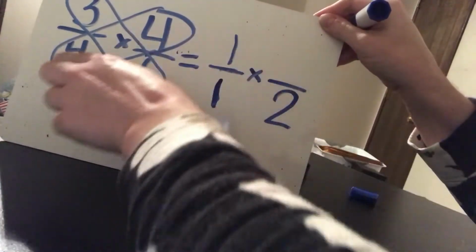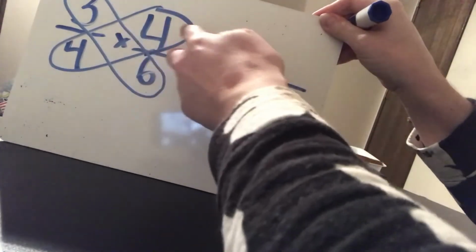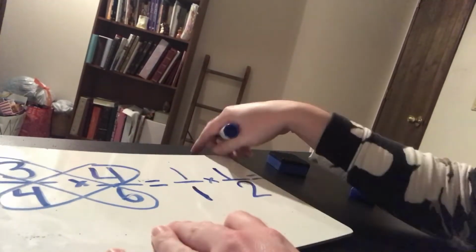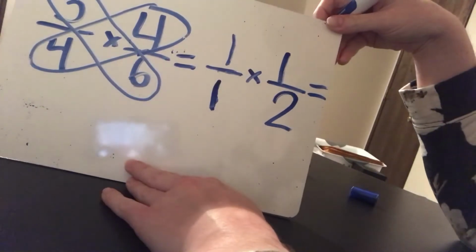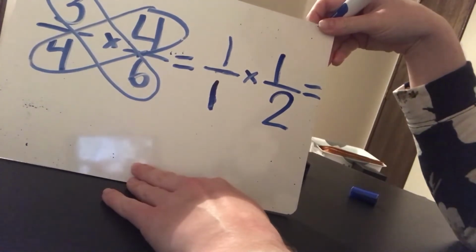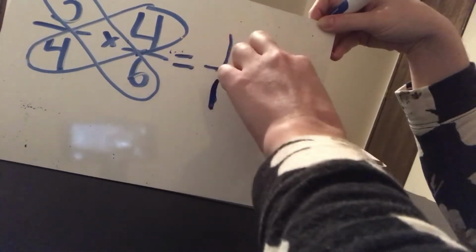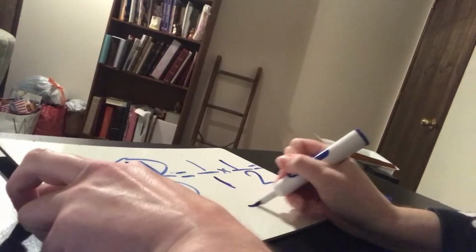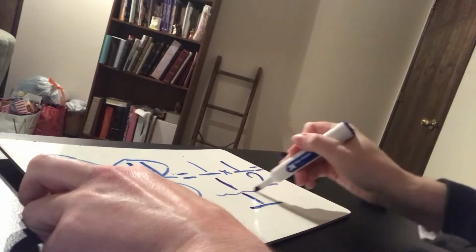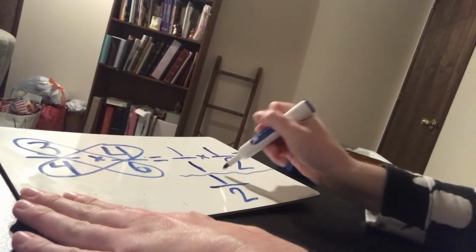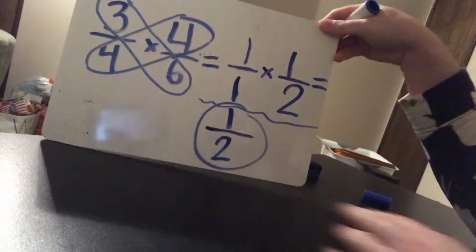How many times does 4 go into 4 itself? 1 time. So now this is already a simplified product. We have 1 times 1/2. So I know that I multiply straight across with fractions. 1 times 1 is 1. And 1 times 2 is 2. My answer is 1/2.